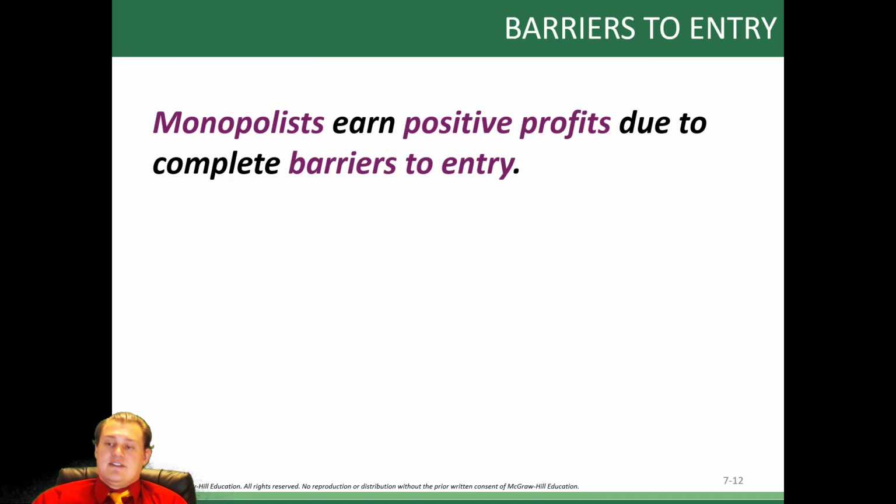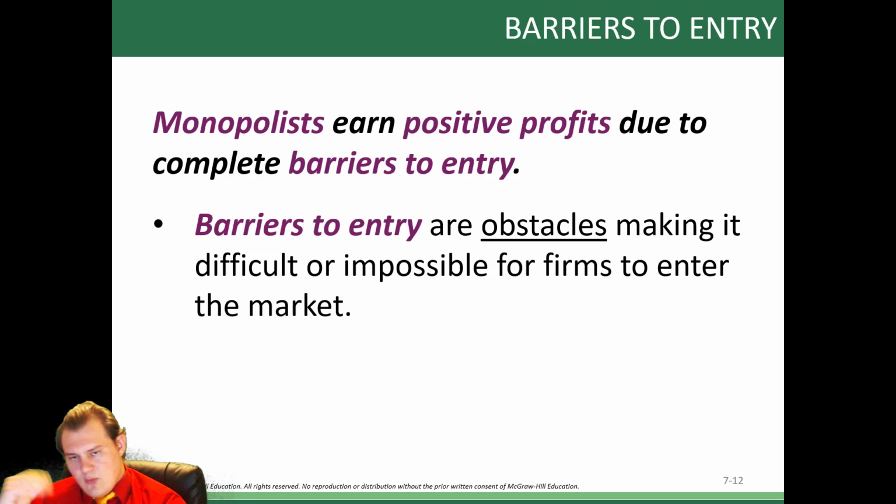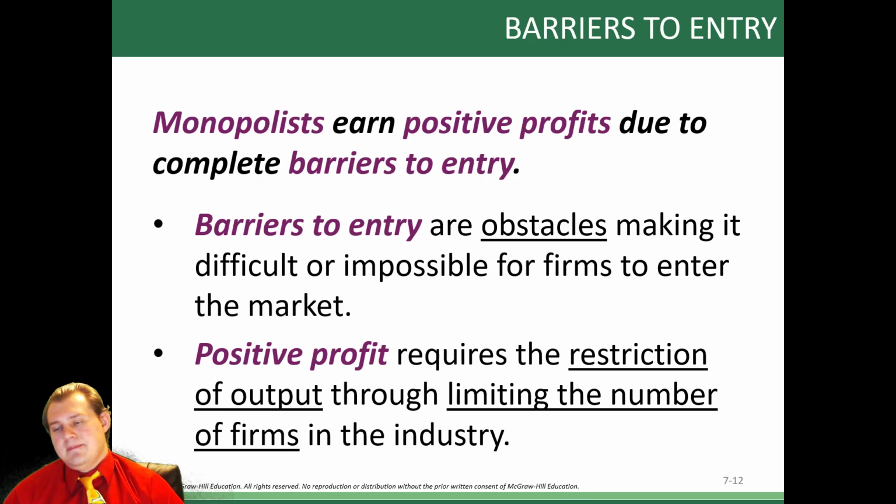Monopolists earn positive profits due to complete barriers to entry. If you're able to keep people out, because you're making all these economic profits, more than normal profit, then with these barriers to entry, you're going to earn a lot more than what would happen if it was competitive. Barriers to entry are obstacles making it difficult or impossible for firms to enter the market. So let's go over what things keep people out. Think about that as we move ahead.